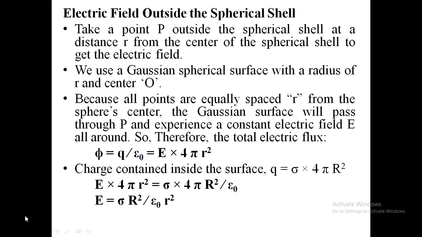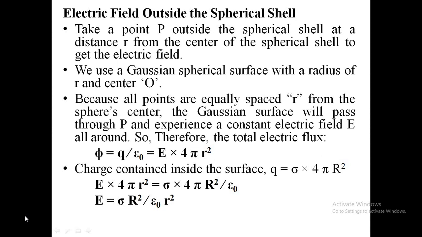Electric field outside the spherical shell. Take a point P outside the spherical shell at a distance r from the center of the spherical shell to get the electric field. We use a Gaussian spherical surface with a radius of r and center O. Because all points are equally spaced from the sphere's center, the Gaussian surface will pass through P and experience a constant electric field E all around.